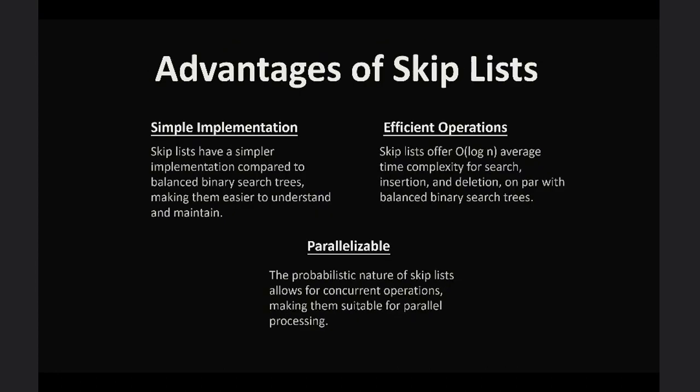Advantages. Skip lists are easier to understand and maintain compared to balanced binary search trees. They offer O(log n) average time complexity for search, insertion, and deletion. They can handle concurrent operations, making them suitable for parallel processing.